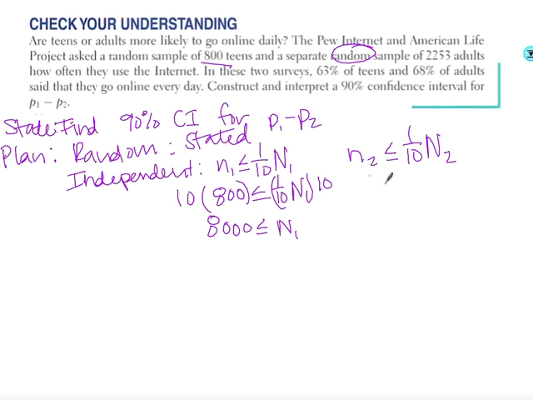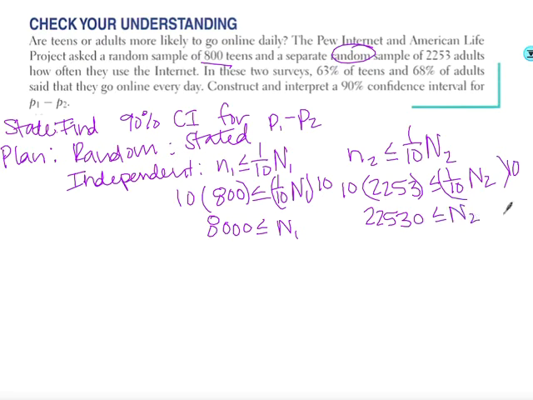So now we would move on to N2. So in N2, we have 2253 less than or equal to 1/10 of N2. Do this one the same way, so multiply by 10 on both sides to get rid of that fraction. Whenever you do that, you would get 22,530 less than or equal to N2. So do we have at least 22,530 people that we had before we took this sample? Of course we did. So now let's move on to normal.